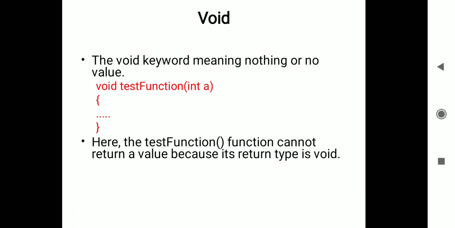Next keyword is void. The void keyword means nothing or no value. Here the test function cannot return a value because its return type is void. Void is also used with the main function.